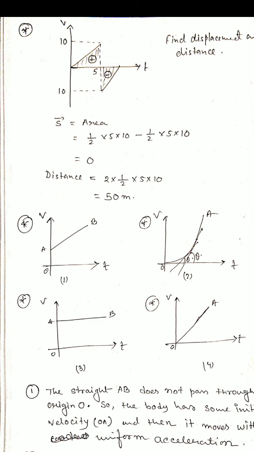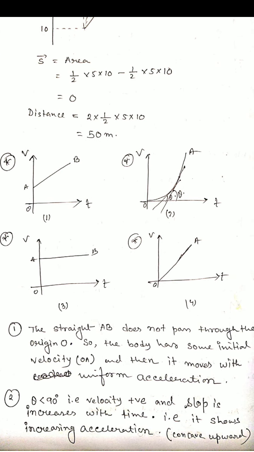But in the case of displacement, if the negative part were also on the same side, then what happens? You just tell me that answer. If the negative part is also on the same side in this velocity time graph, then what will be the displacement? That is your homework.